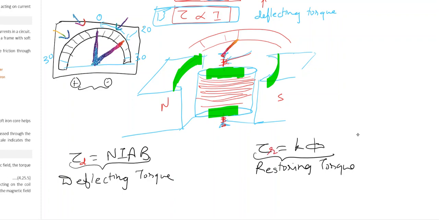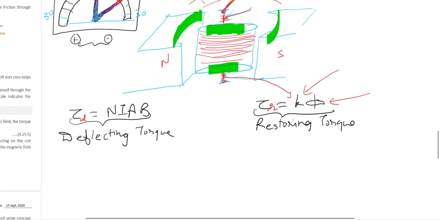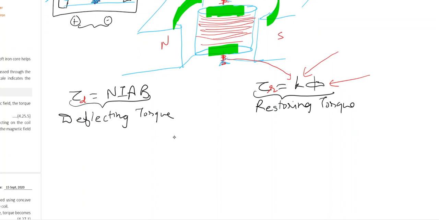Now what is phi here? Phi is the deflection produced in the coil, and what is K? K is the characteristic of the spring. It is called spring constant. So in equilibrium condition, I can say that the restoring torque due to the spring is equal to the deflecting torque due to current, and then I have K phi is equal to NIAB.